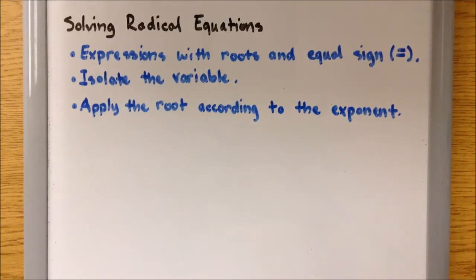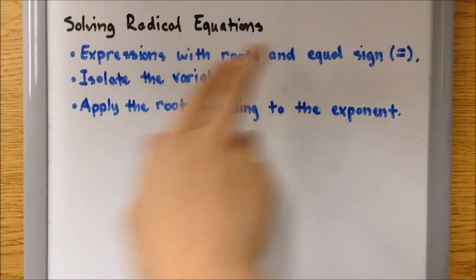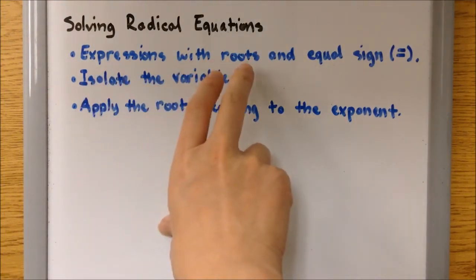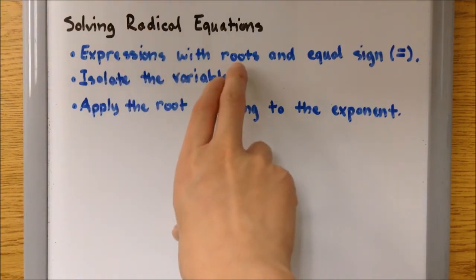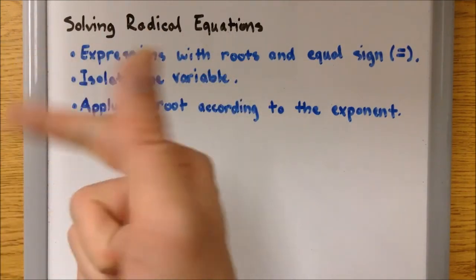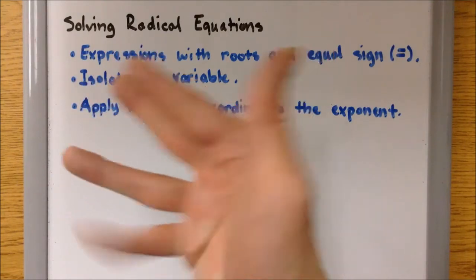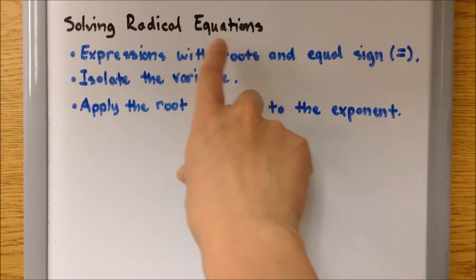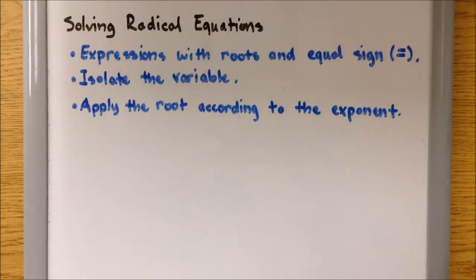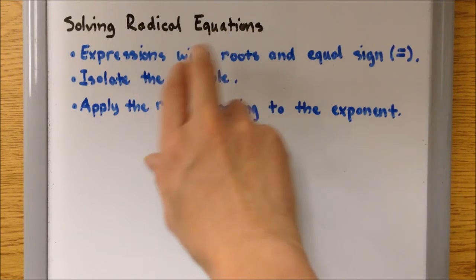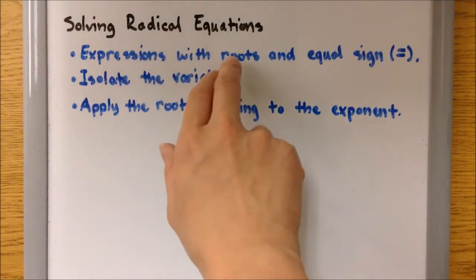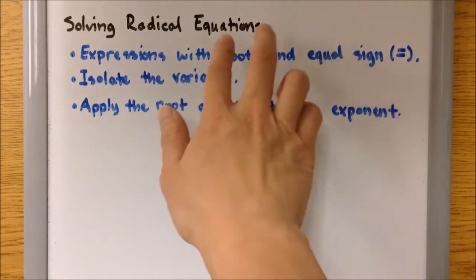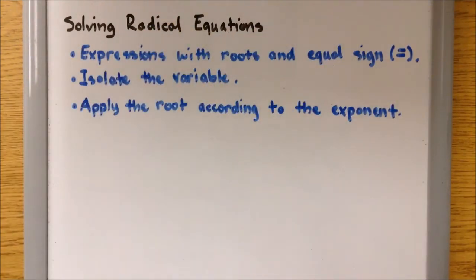So we're in the section of solving radical equations. Radical equations mean expressions with roots. That's for radicals. So what do I mean by roots? Square roots, cube roots, fourth root, fifth root, and so on. And an equal sign, that's what equation is for. So when you see the term radical equation, it's an expression that has roots and it has an equal sign. The equal sign is for equation, roots is for radical.